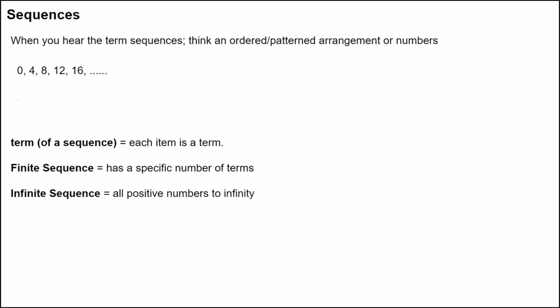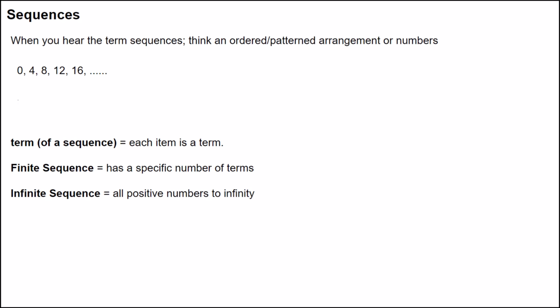When we hear the term sequences in math, it means pretty much the same thing it does in ordinary language. In this case, an ordered or patterned arrangement of numbers. Take the example below, 0, 4, 8, 12, 16, and so on. It's easy to see that there's an ordered pattern here, and that the integers increase by a value of 4 with each number.